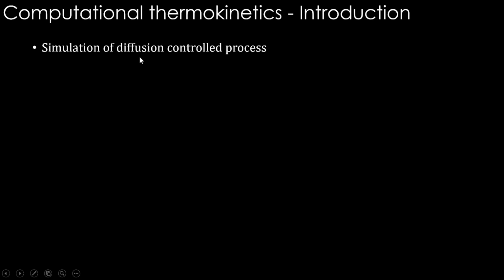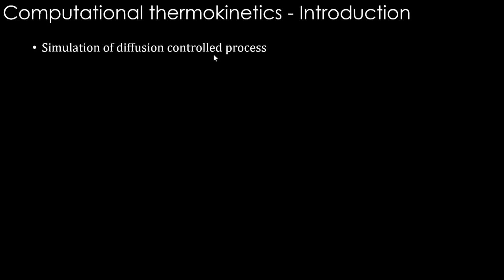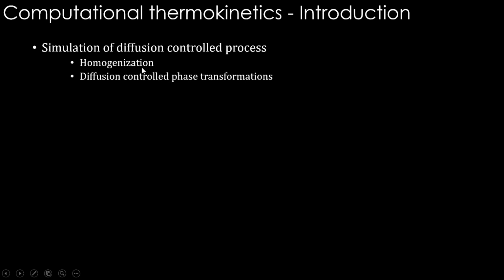Okay, the kinetics of various processes can be simulated. Simulation of diffusion controlled processes is what we will be doing. These diffusion controlled processes cover a large portion of solid state transformations. So we will be able to simulate such things. There are transformations which are not diffusion controlled, and those things cannot be simulated in this. A couple of important categories I'm going to put here: homogenization and diffusion controlled phase transformations. In both these cases, diffusion is the predominant mechanism.